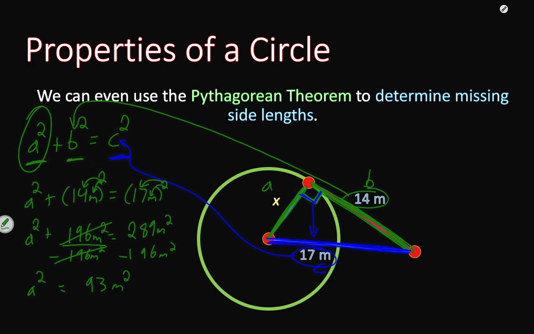And then the last thing, I have a squared right here. I don't want to have a squared. I want to just have a. So the way that I get rid of that exponent is I do the square root. But to keep it the same on both sides, do the square root on both sides. And you should get 9.64. We'll say 2 decimals here.